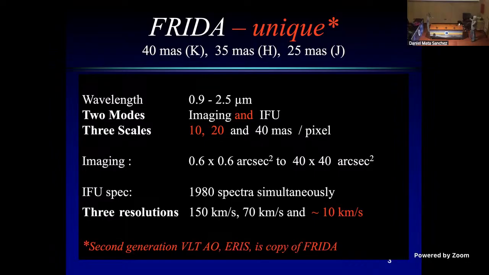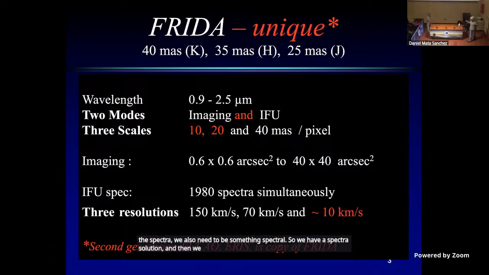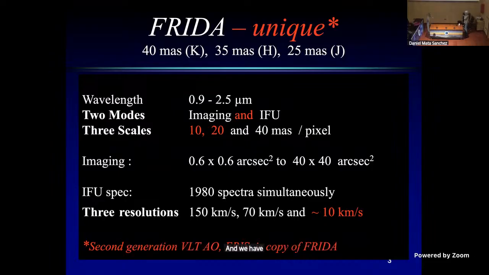Fields of view are small, from half an arcsecond with the integral unit to 1 arcsecond. In the imaging camera, it's larger, we will have 40 arcseconds. And for the spectra, we also need to sample spectrally, okay? So we have a spectral resolution, and we sample the spectra such that we sample not only spatially, but also spectrally. And we have 3 spectral resolutions as well.